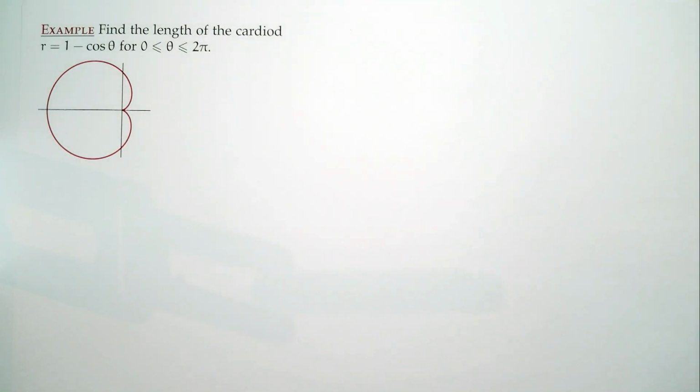Find the length of the cardioid, r equals 1 minus cosine theta, where theta goes between 0 and 2 pi. This is a very standard example. This is oftentimes one of the first things we learn about when we talk about polar curves, because this is kind of a cute curve. It's the kind of curve we'd have a hard time doing if we were using Cartesian coordinates.